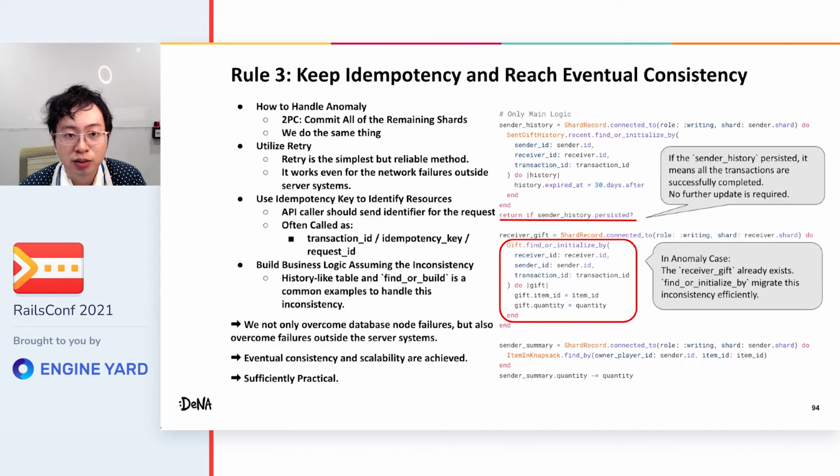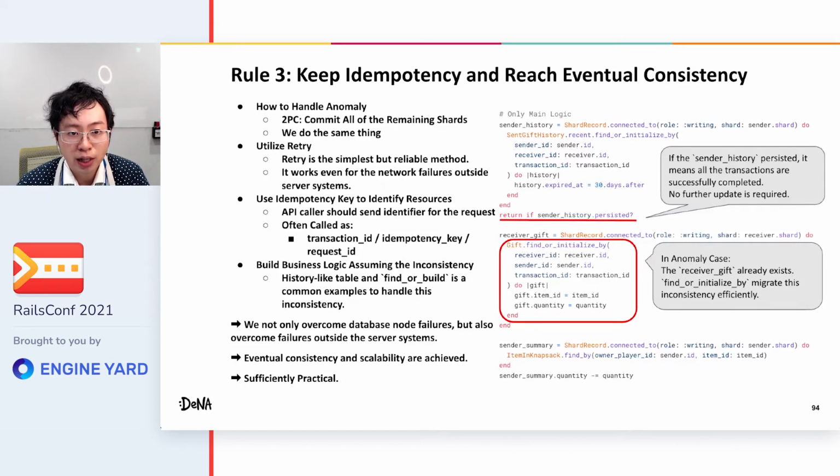This code is the main business logic of the cross-shard transaction. In the middle, you can see the return if sender_history.persisted?. This code ensures the idempotency for retries. If the sender history is persisted, it means that all the transactions successfully reached commits. No further update is required. At the bottom, you can see the gift.find_or_initialize_by. In the anomaly case, the gift already exists, so the find_or_initialize_by mitigates this inconsistency efficiently.